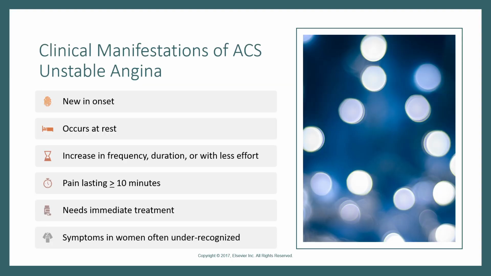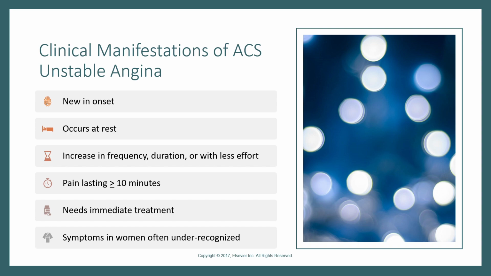Clinical manifestations of unstable angina, again, is chest pain that is new in onset. It occurs at rest, or occurs with increasing frequency, right? So they may not have it at rest, but if it's happening with more frequency, it is still unstable. I hope that point is clear at this point. Or if duration increases, or it occurs with less effort than the patient's chronic stable angina pattern.